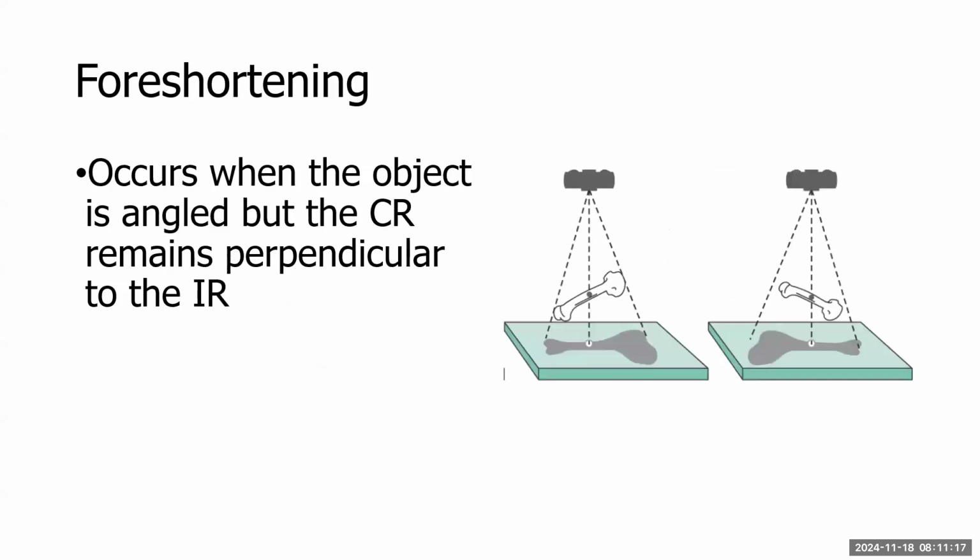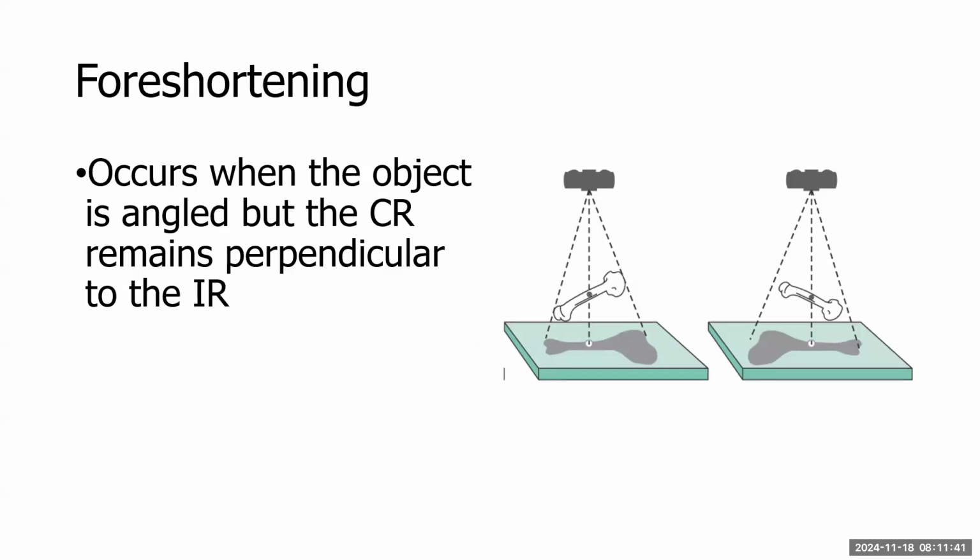distortion. So we can even break down distortion even further. So we've said, okay, distortion is the big umbrella. We have size and shape. Now we're looking at shape. We can break shape down even further into foreshortening and elongation. So foreshortening occurs when the object is angled, but the central ray remains perpendicular to the IR.